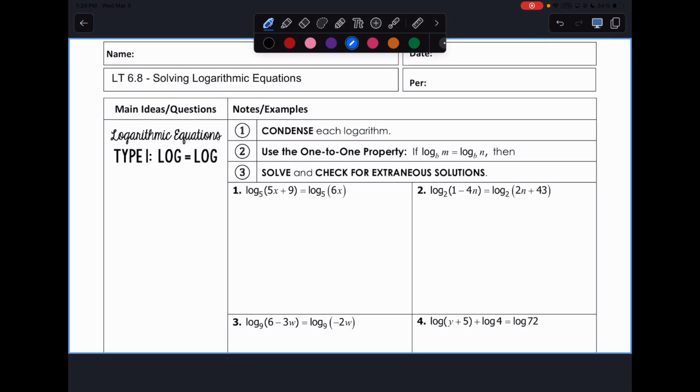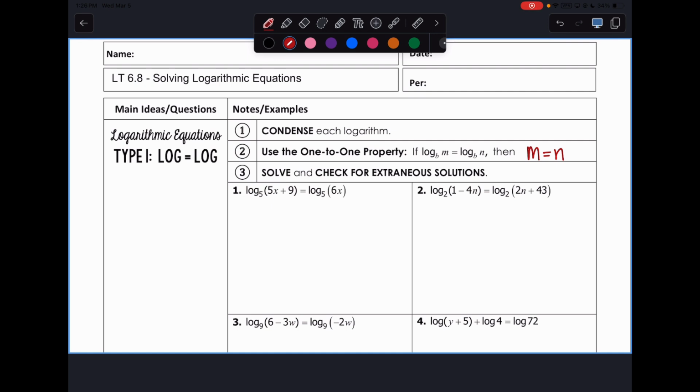So we got one log on each side. Then we can drop the log. We use the one-to-one property: if log base b of m equals log base b of n, then m can equal n. Solve and check for extraneous solutions.